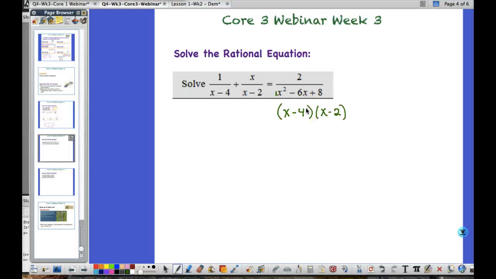Okay. So now that everything is factored, then we have to find our lowest common denominator. So, all right, you guys, what do you think it is? What would our LCD be? If this is x minus 4, this is x minus 2, and this is x minus 4, x minus 2. So type it in the chat box.